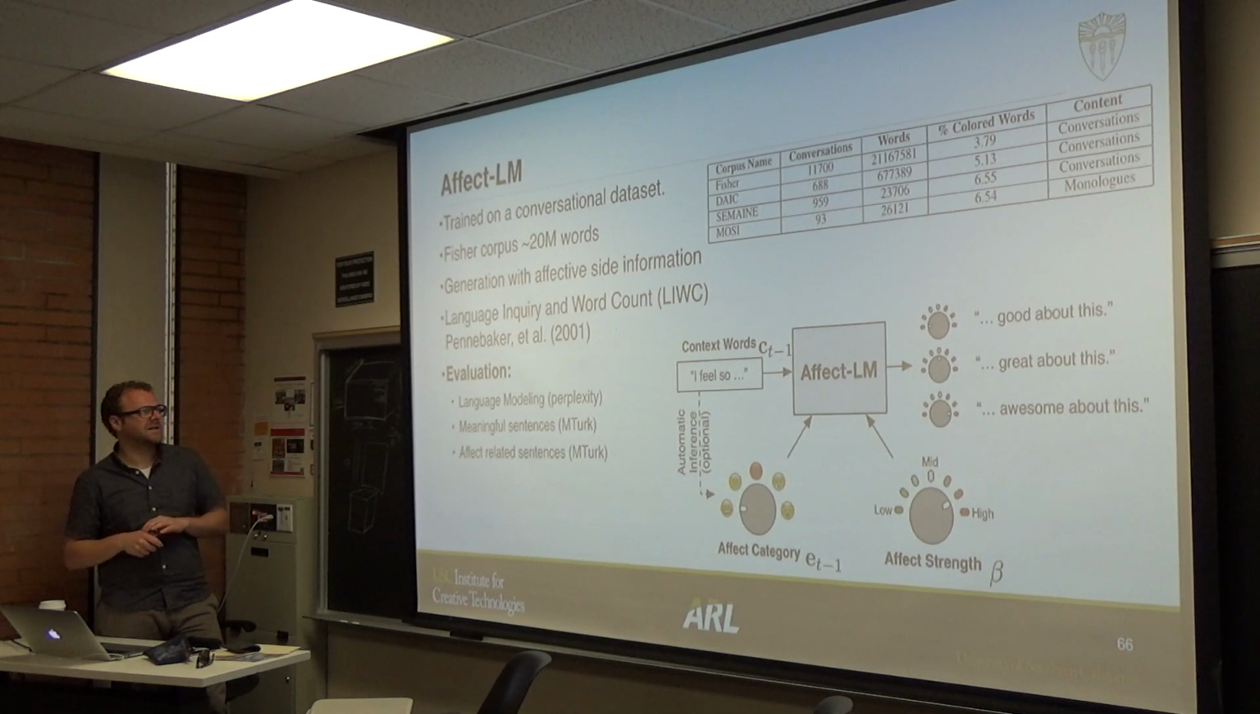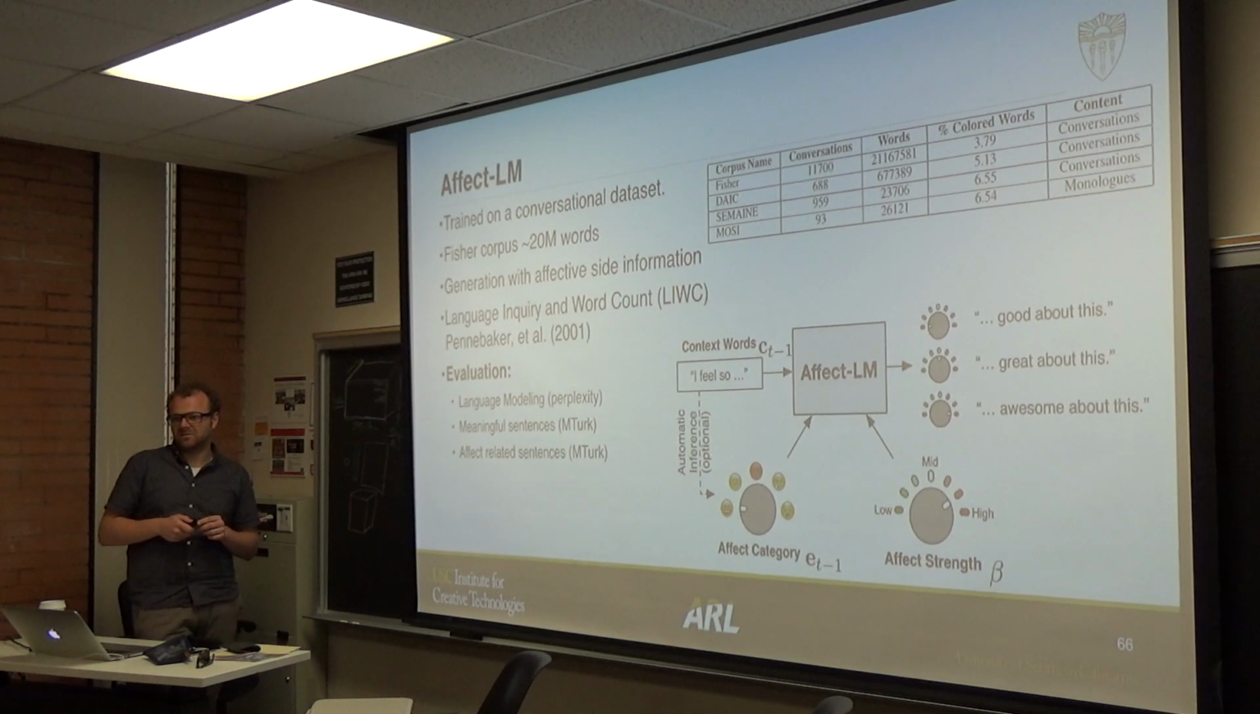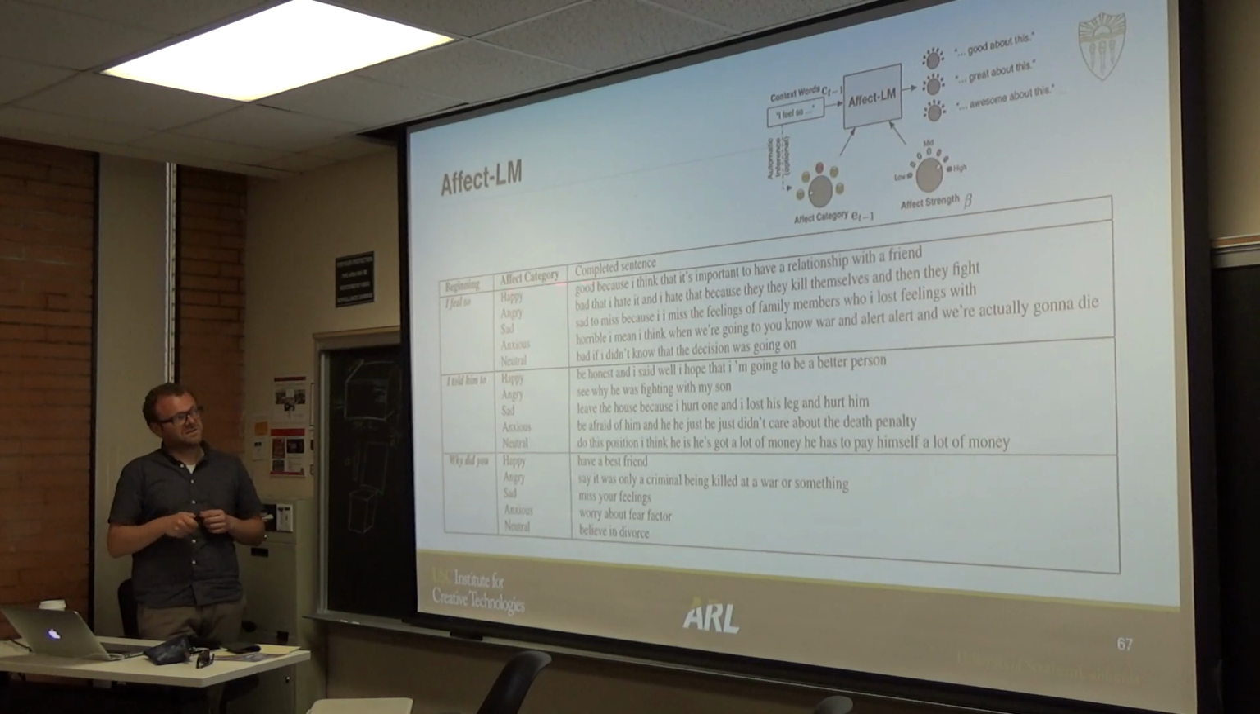We used quite a big data set, and I think this is probably what you need to do this. We're not saying that our work is perfect or our Affect-LM is perfect, but it produces some meaningful, sometimes funny sounding sentences. You can see there's a question: why did you have a best friend? Why did you miss your feelings? I don't know how that makes any sense, but why did you worry about Fear Factor? Why did you believe in divorce?